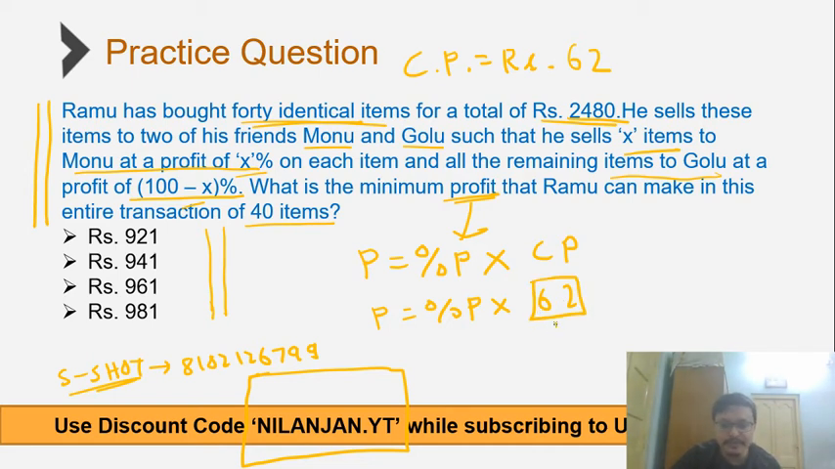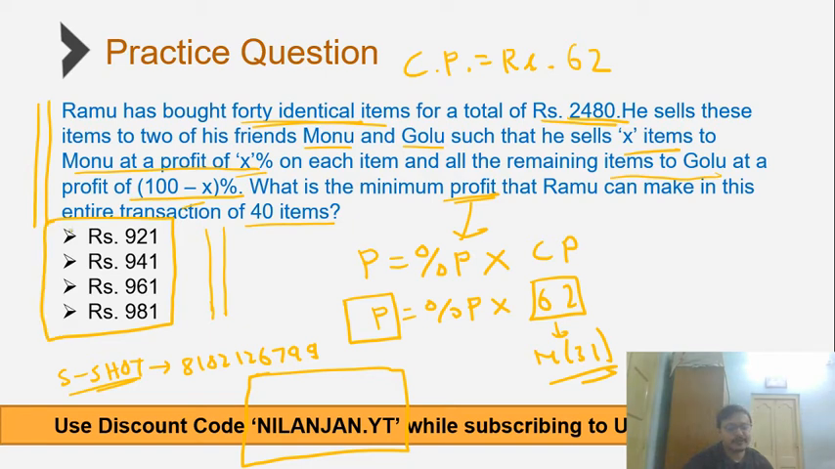If I look closely at this number 62, it is a multiple of 31, and 31, as we know, is a prime factor. What does that mean? It means that if this is a multiple of 31, this value P must also be a multiple of 31, because this is a prime factor. So irrespective of what percentage I multiply it by, I'll still end up getting a multiple of 31. So now what you need to do is look at the options and see which of the options is a multiple of 31, and you will be done with the question.